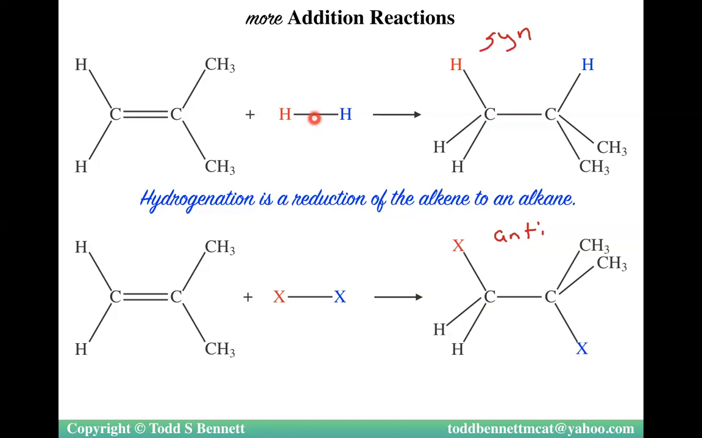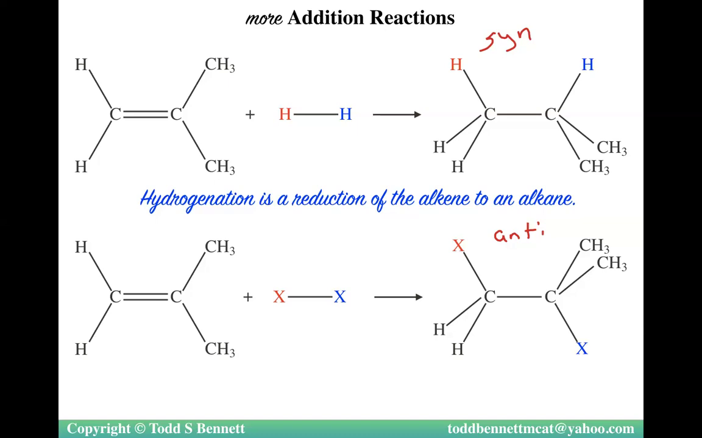So when you see things that are syn, 99.99% chance both of the H's went on at the same time. So they both added to the same side. When they're anti, 99.9% chance, they went on one at a time. So when the first one goes on, let's say X, the red one goes on first to the less crowded side, it's going to hover above the ring system. The lower one will come in later on the other side.